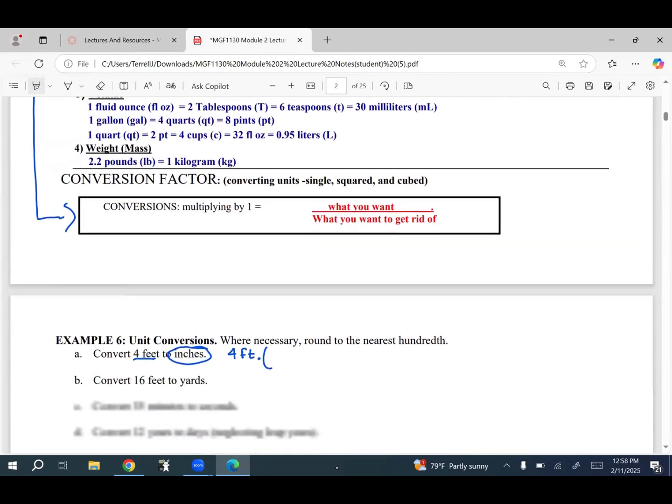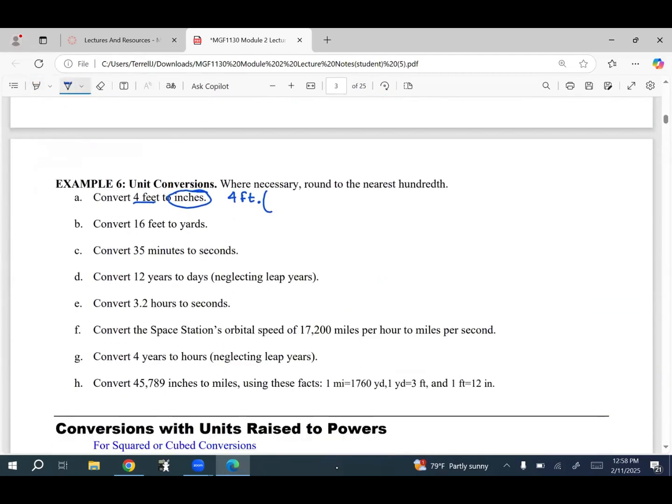So the way this is going to work is this. When I create this conversion, I put what I want to get rid of on the bottom, and I put the units I want to keep on top. Because look what happens now. The feet will cancel with the feet, and then I just multiply across. 12 times 4 is 48, and my answer is in inches. That's how you do that. So let's look at another one.